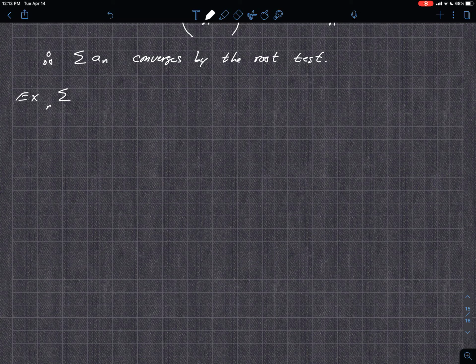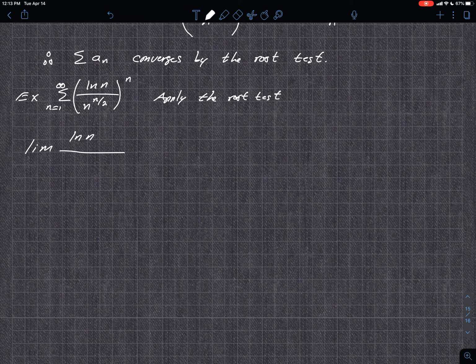Okay, next example. Let's look at the series n equals 1 to infinity. So try this one: ln n over n to the n over 2, and all of that raised to the n. Okay, so apply the root test. Try that one and see what you get.